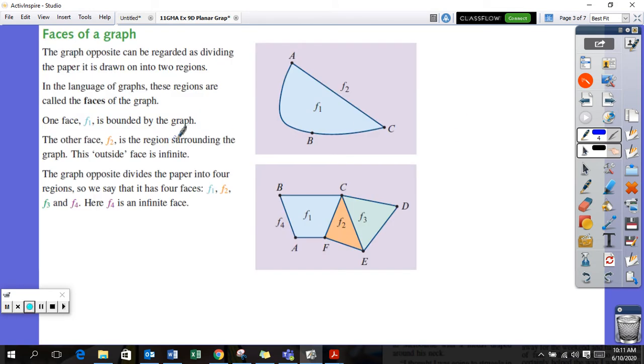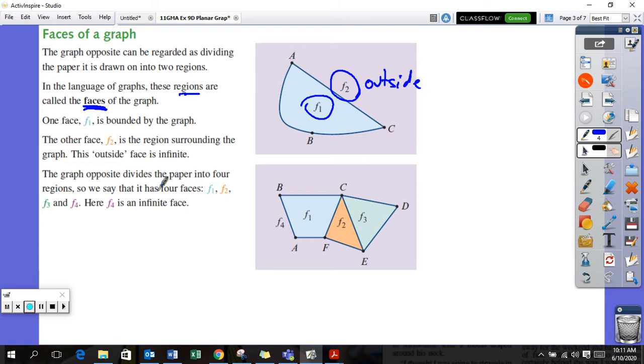Now something new that we want to talk about are the faces of a graph. This starts becoming more important when we start talking about nets as opposed to networks. The faces of a graph are the different regions that are bounded by the graph. So here we've got A, B, C, and back to A, and this region F1 is bounded, but we've also got this outside region, and there's always going to be the outside region.